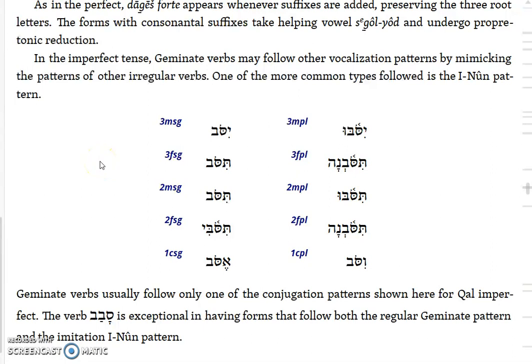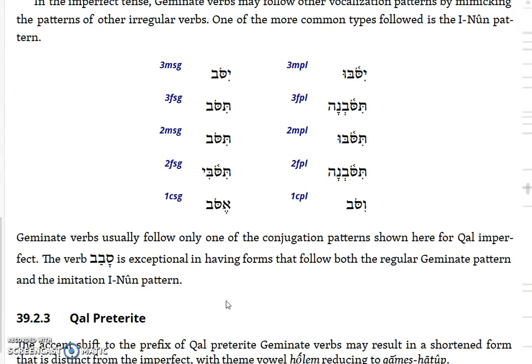Now, the imperfect tense geminate verbs may follow other vocalization patterns. Another pattern would be yisov with an I vowel, as if it were a first nun, and doing that consistently all the way through. It's almost like the bet is back assimilating. Geminate verbs usually follow only one of the conjugational patterns shown here, but savav is exceptional in that it follows both the regular geminate pattern and an imitation first nun pattern.